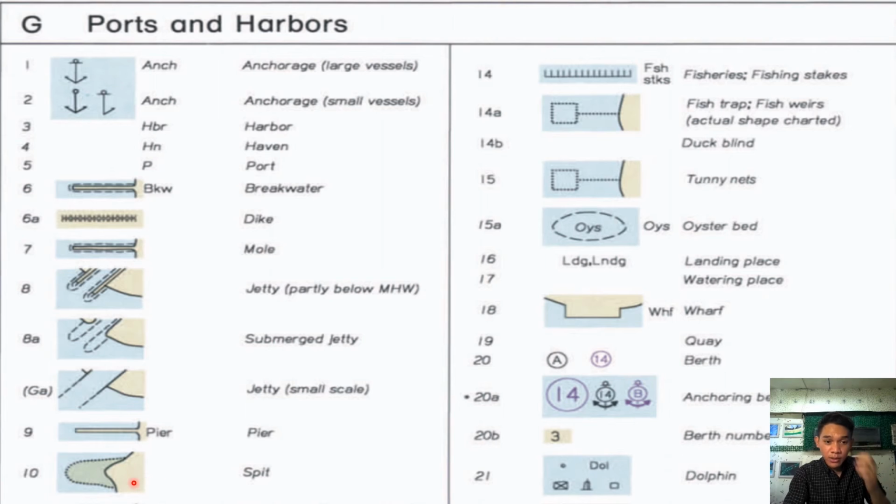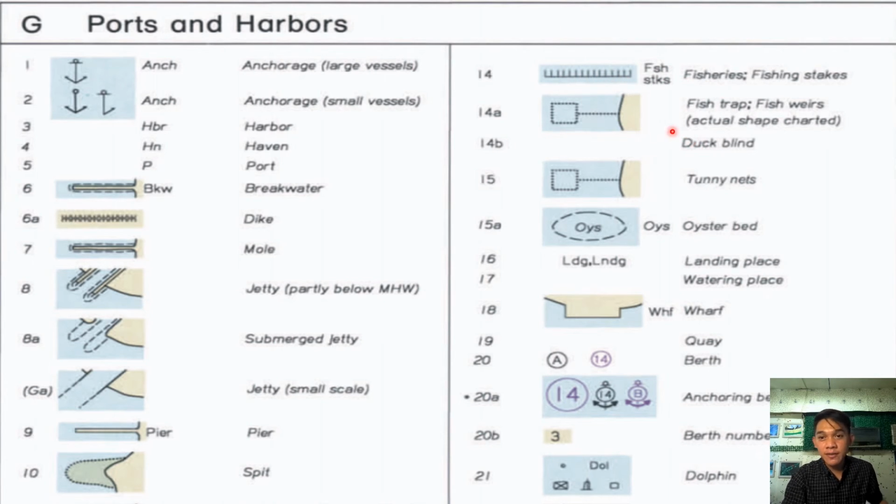The next symbol is for spit. Here, this is a landform that contains broken, dotted lines. Next is FSHSTKS, or fisheries or fishing stakes. This is the symbol here. It is a horizontal line which has several vertical lines perpendicular to it. This is like a comb. So this is fisheries or fishing stakes.